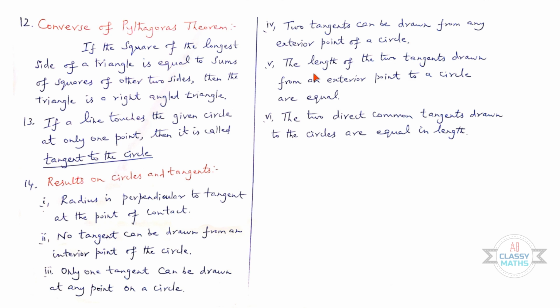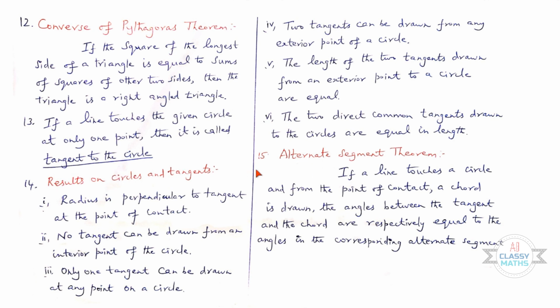Fifth point, the length of the two tangents drawn from an exterior point to a circle are equal. Sixth point, the two direct common tangents drawn to the circles are equal in length. 15th one, alternate segment theorem. It is also called as tangent chord theorem.